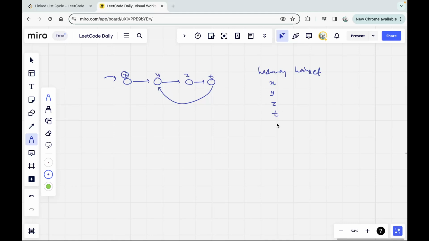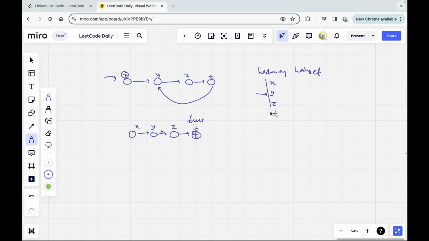All right, so up till now everything is good, right? We haven't come across any node that has been repeated. So now after t I will go again to y, and I can see that y already existed. That means I have to return true in this case, that is a linked list cycle is present, right? Now in case there was no cycle, then what would have happened is, see, x, y, z, oh sorry, this is t.